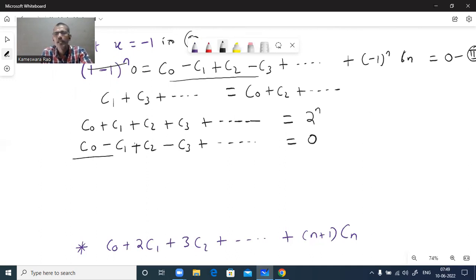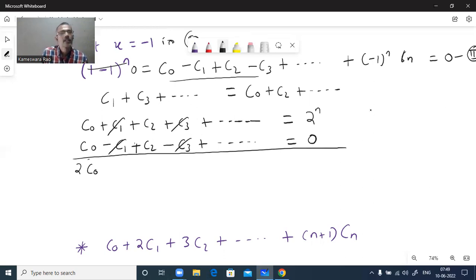If you solve them, you can add or subtract. If you add them, what happens? Plus C1 and minus C1 get cancelled, plus C3 and minus C3 get cancelled. C0 plus C0 gives twice C0, and twice C2 like that I'll get. You can take 2 common if you want: twice (C0 plus C2 plus so on, the next term will be C4). This sum of the series will be equal to 2^n, that is twice the sum of this series.